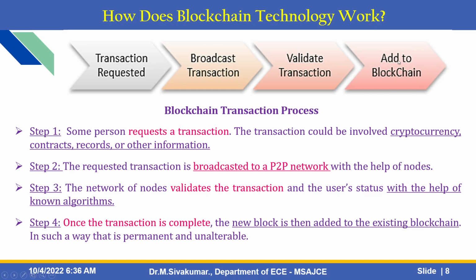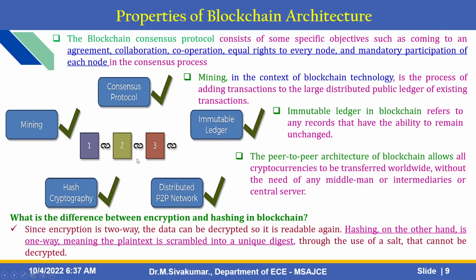The final step is once the transaction is complete, the new block is then added to the existing blockchain in such a way that it is permanent and unalterable. This diagram shows the properties of blockchain architecture. Here you can see the difference between encryption and hashing in blockchain.